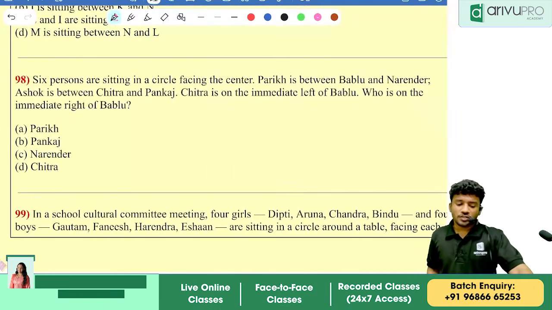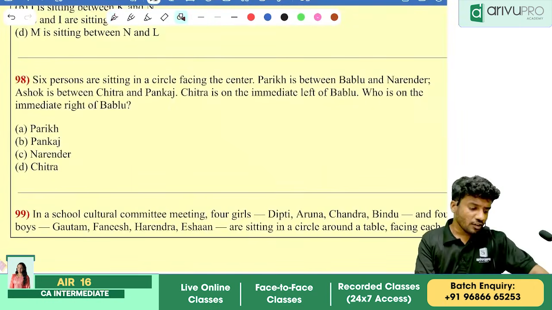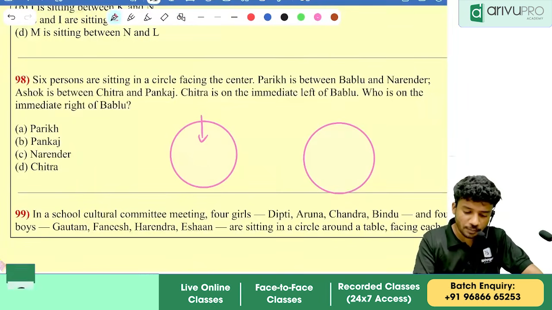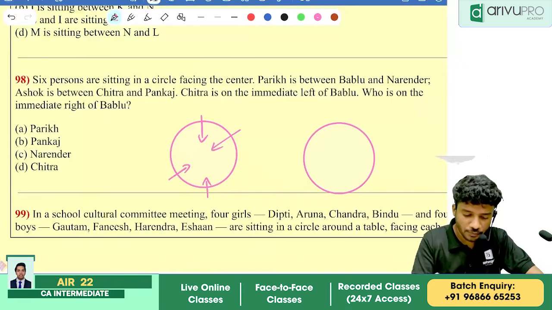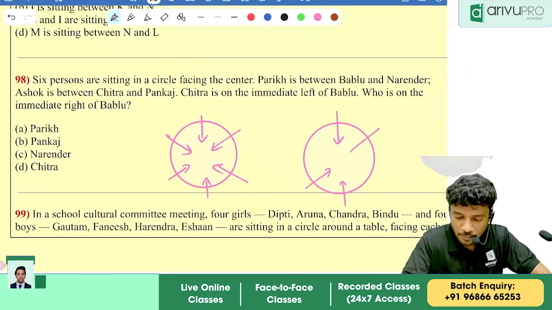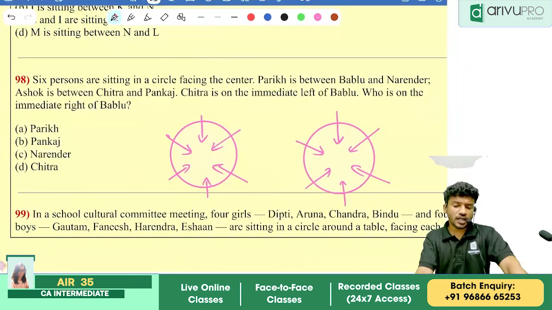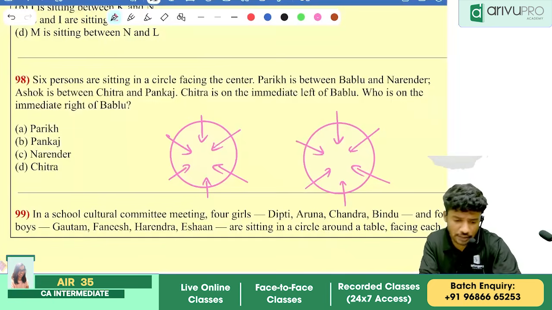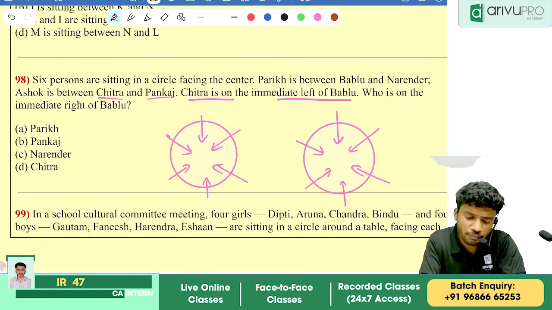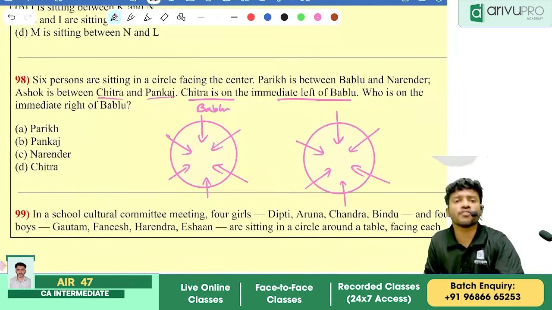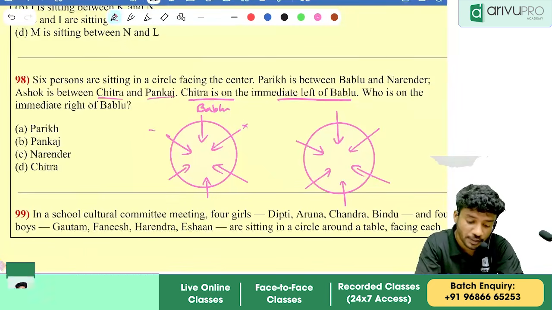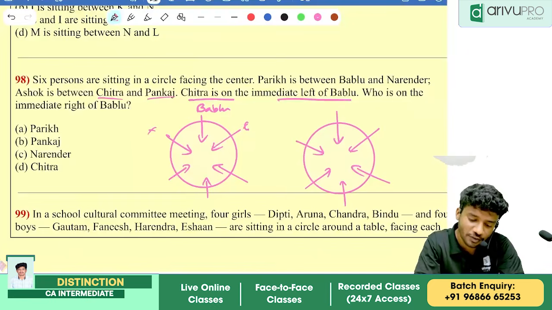Get me the answer. 6 persons are sitting in a circle facing the center. How many people are there? 6 people are there. How will the picture look like? Picture will be looking like this. Now, start off. Parik is between Bablu and Narendra. Ashok is between Chitra and Pankaj. Chitra is on the immediate left of Bablu. So, if Bablu is over here, where is Chitra now? Chitra is immediate left. Immediate left means this place or this place. First this.